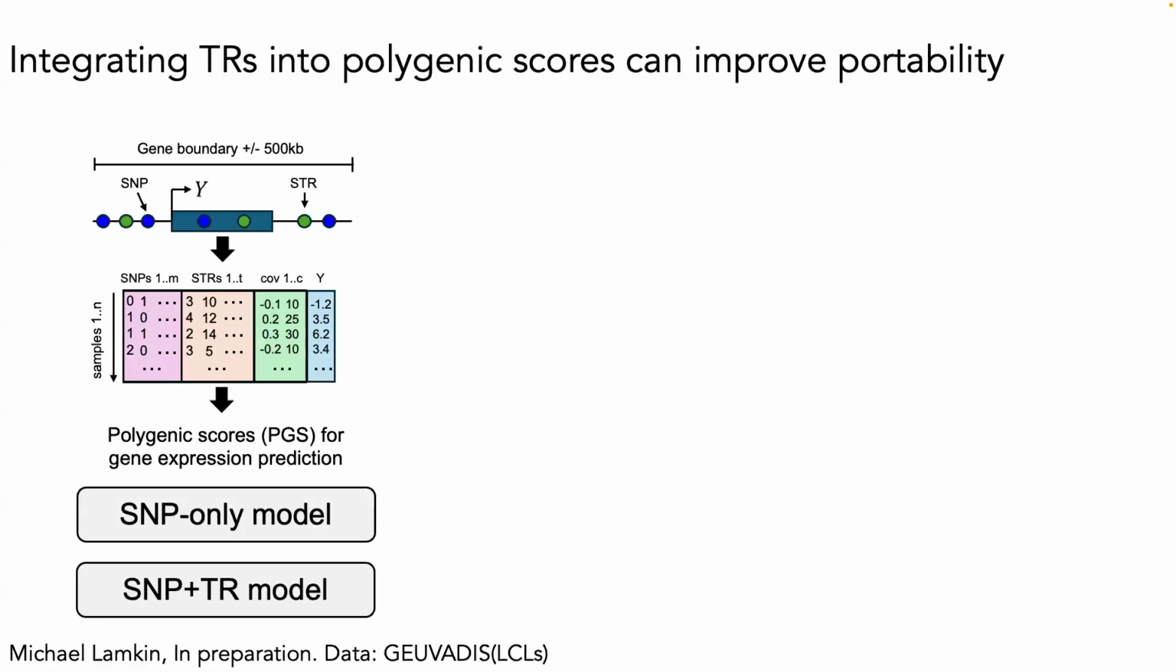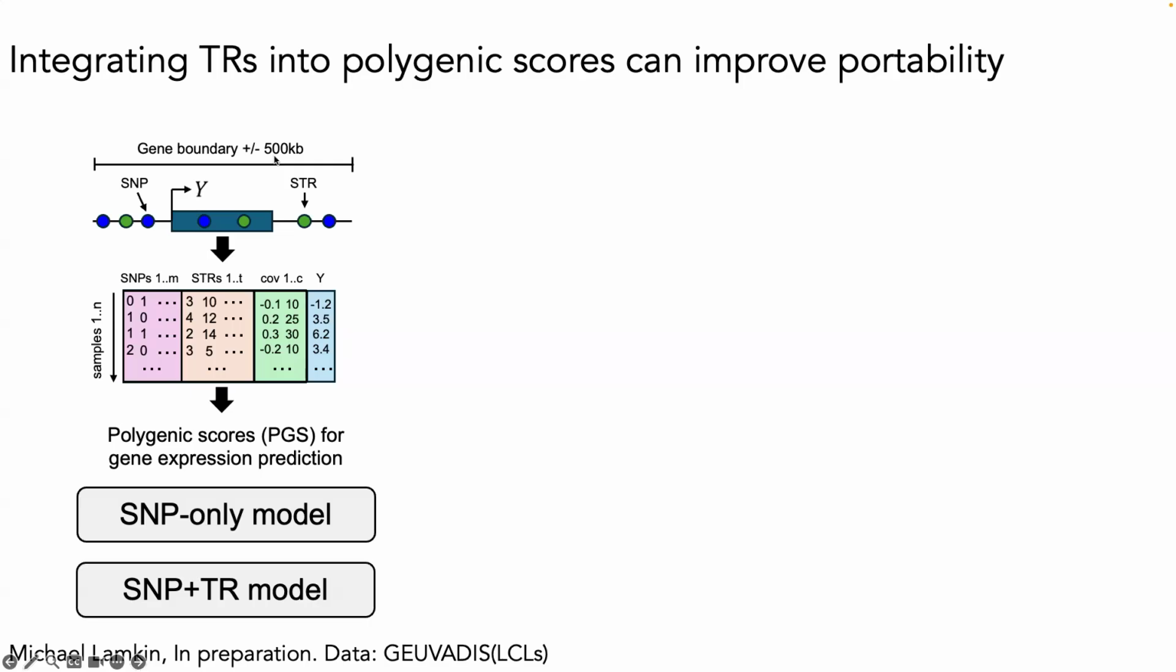Okay, a couple more things I want to point out for the repeat work. In the beginning, I motivated this with, can we use this to improve these polygenic scores for things like disease risk and so on? As a first pass at this, we've been looking at integrating repeats into polygenic scores to predict gene expression. In this case, we have expression for all the genes in the Geuvadis cohort, which has lymphoblastoid cell line data.